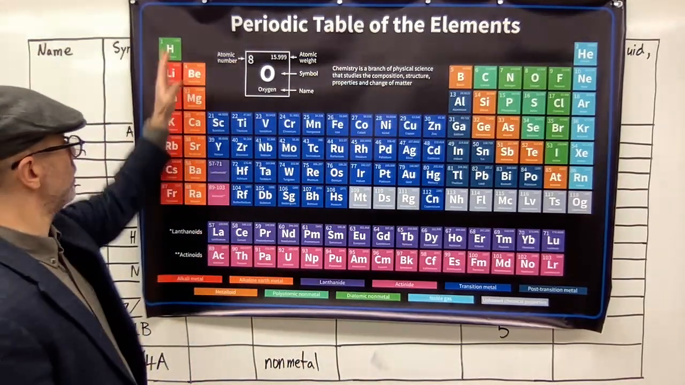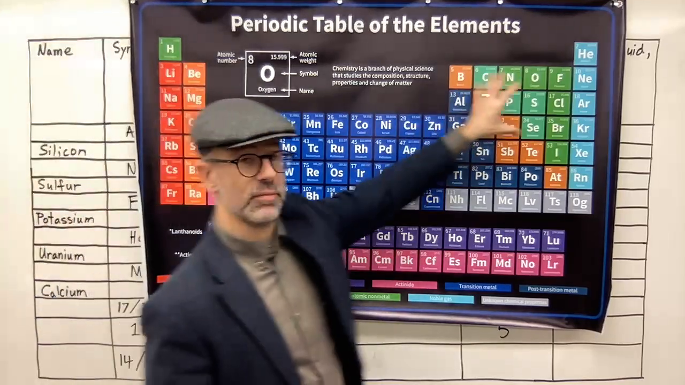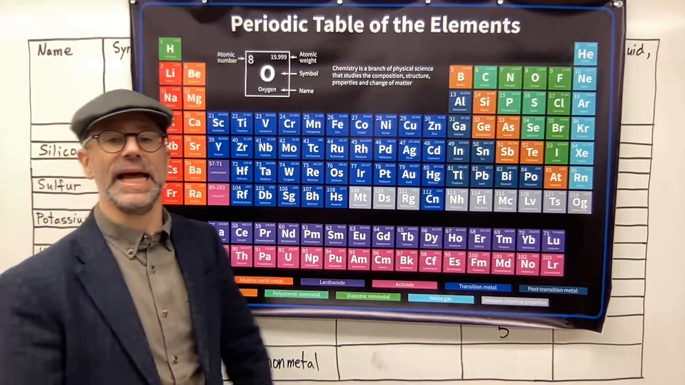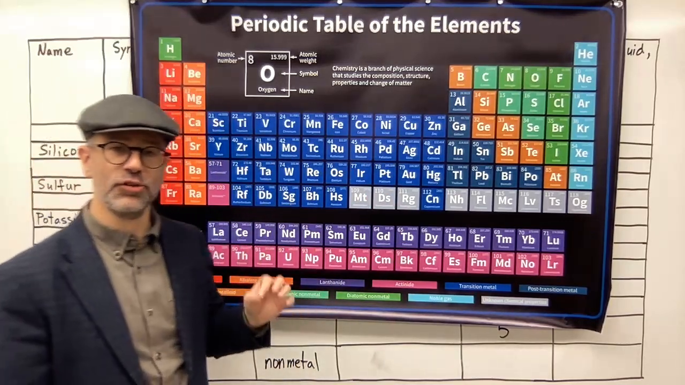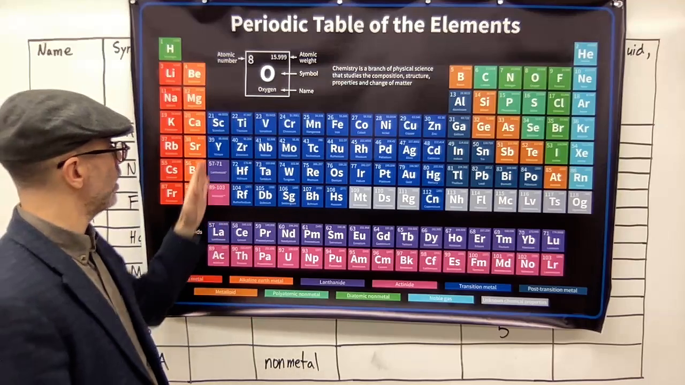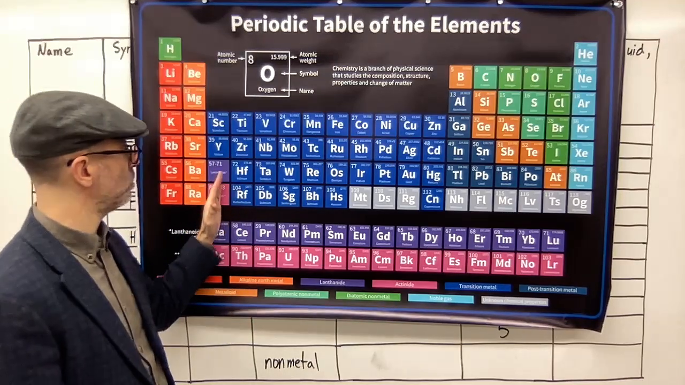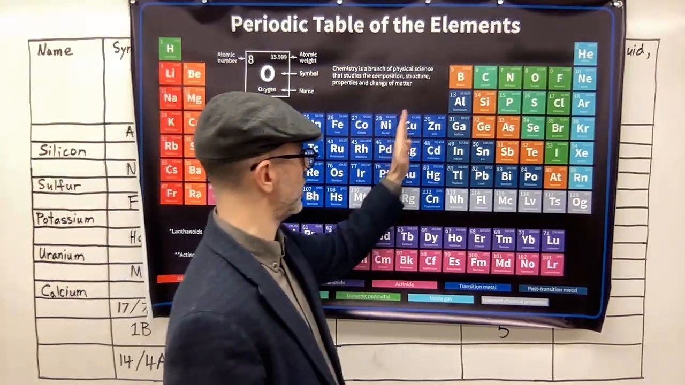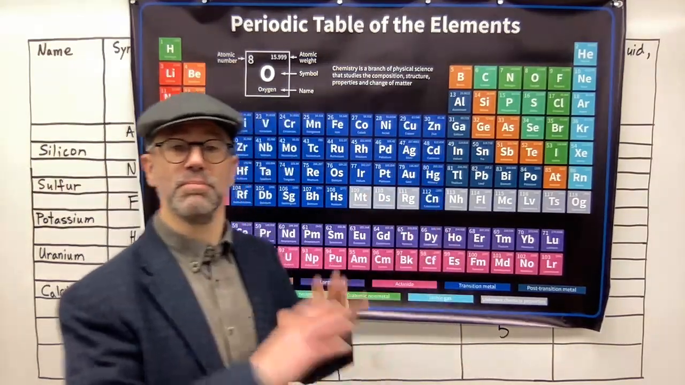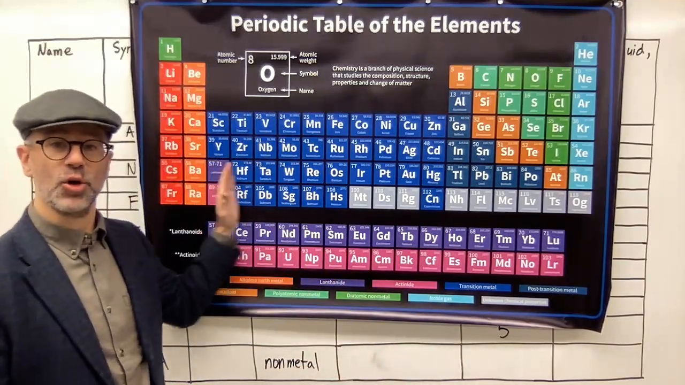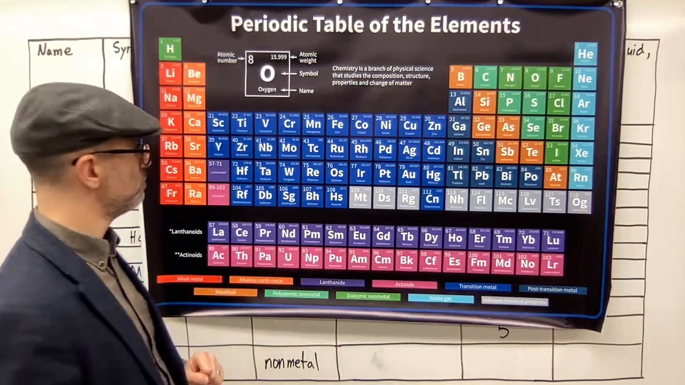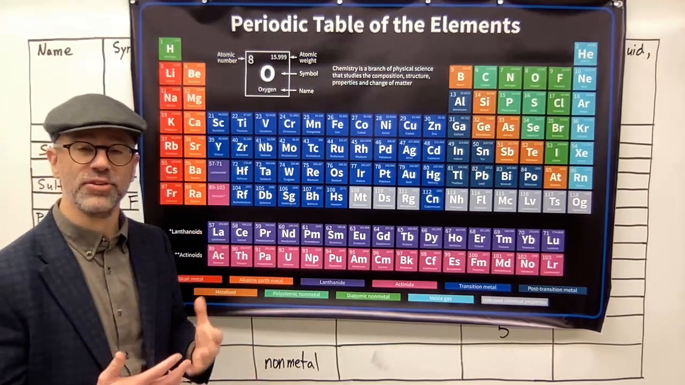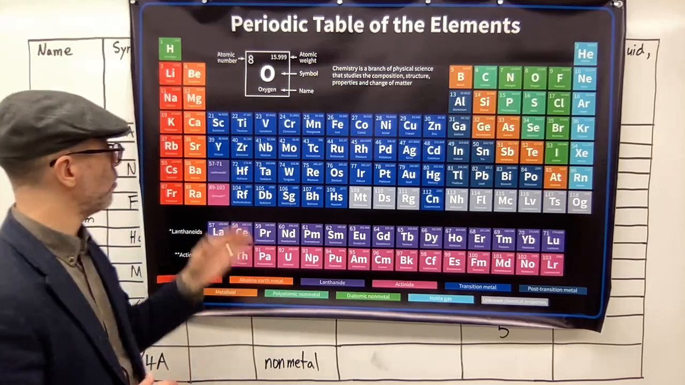Again, these are the A groups, right? And then these groups here are called the B groups. And the way they are numbered is a little strange. You would think maybe this would be 1B, 2B, 3B, 4B, 5B, 6B, 7B, 8B, 9B, and 10B, but it's not. It's not numbered 1 through 10, but for historical reasons and grouping reasons, they weren't numbered that way.